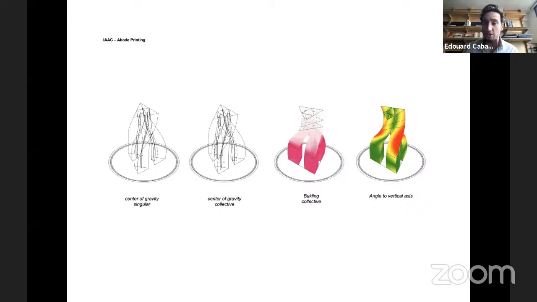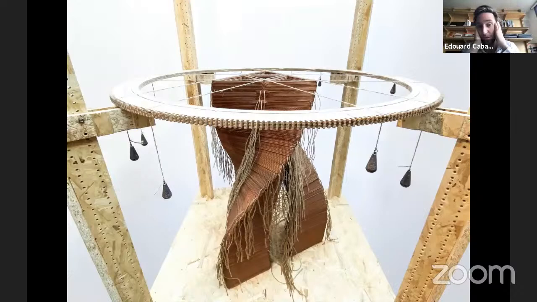And so what comes out is a print with much steeper overhangs than what we can normally do. But of course, it's thanks to this really beautiful machine that the students have been constructing, in which they can decide exactly where they want the string to be, so that it really follows the printing path.